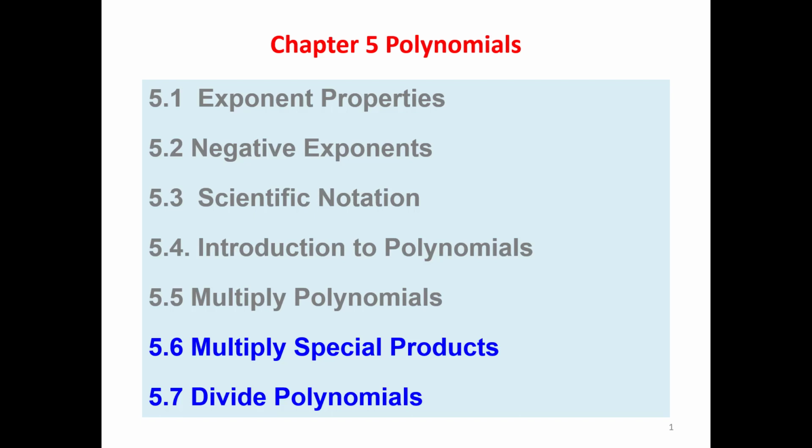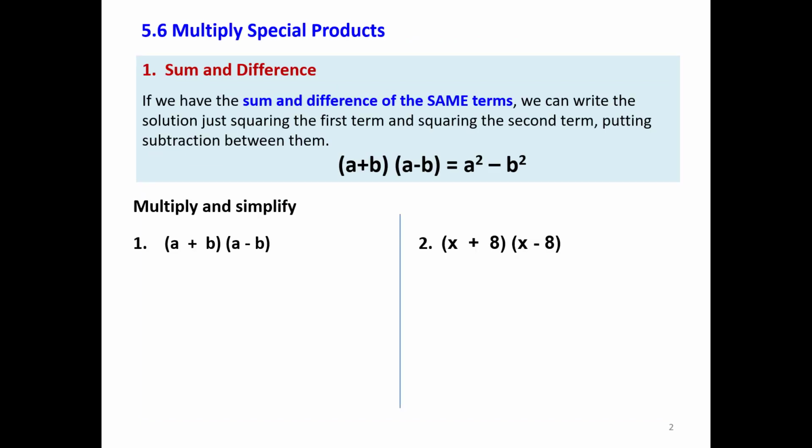In this lecture, we are going to discuss the last two sections of chapter 5, which are the multiplication of special products and the division of polynomials. If we apply the special product rule, it's easier to find the product of some polynomials. And the first special product we had is the sum and difference.